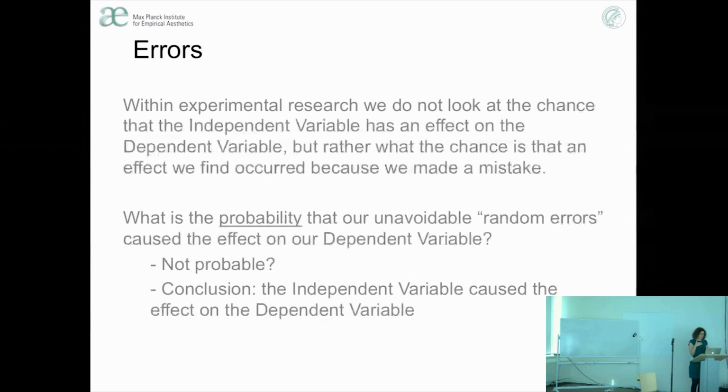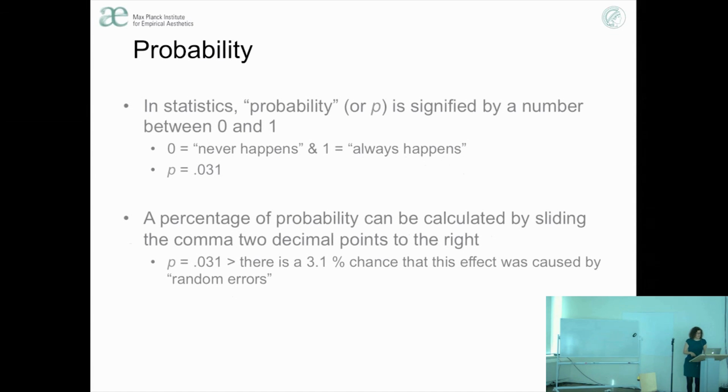If the probability is low, we can assume that the effect on our dependent variable was caused by our independent variable. So by taking a little detour, we eventually do arrive at the relationship that we're interested in. Okay, then within statistics, probability, or P, is signified by a number between 0 and 1. This P here is what we call the P-value, and it should always be reported in italics. So a number between 0 and 1.